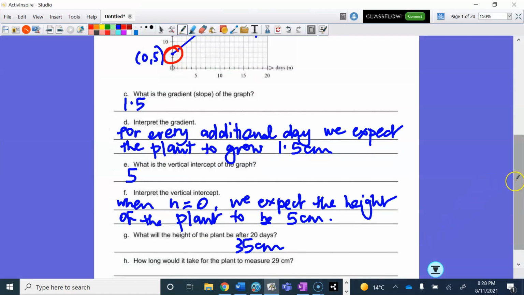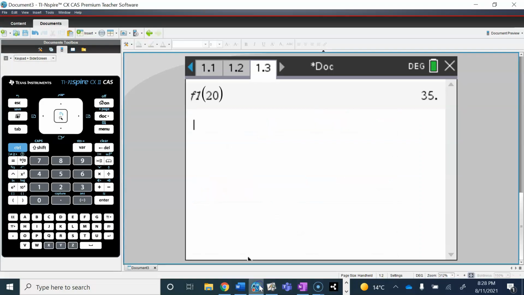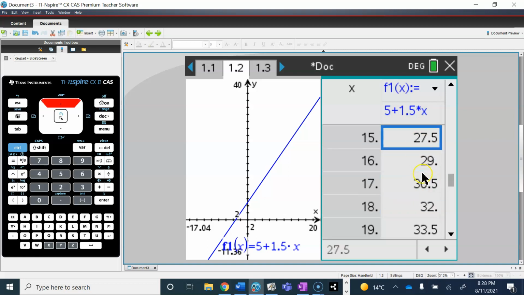The other way we can ask the question as well is how long would it take for a plant to get to a certain height? In this case, we're asking what's the amount of time that needs to go by? How many days will it take for this plant to get to 29 centimetres? If you like the table method, you can be in the height column and scroll till you get to 29. There it was. 29 centimetres means day 16.